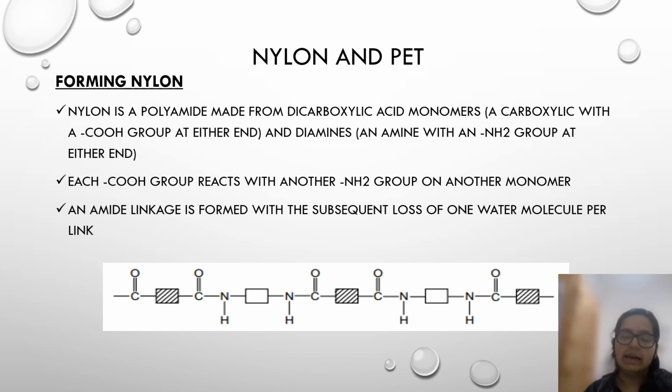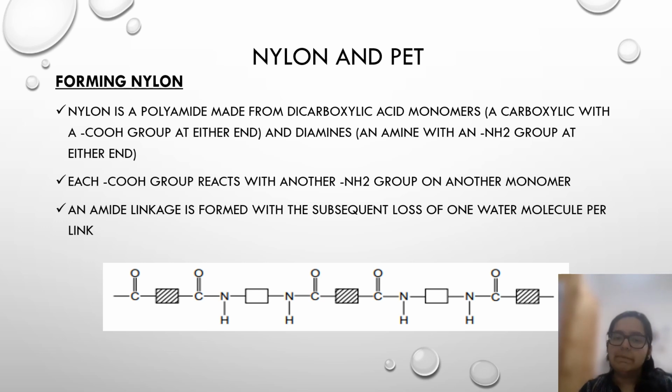Okay, now we have nylon and PET. So basically we have polyamides and polyesters. Polyamides are formed from dicarboxylic acid and diamine. The example is nylon, and polyesters are formed from dicarboxylic acid and diol, whose example is PET. The full name of PET is not required for the IGCSE students.